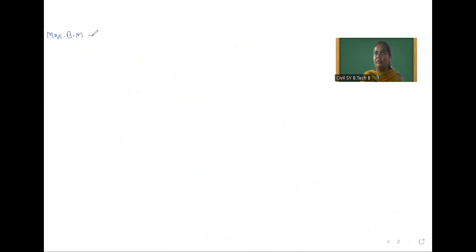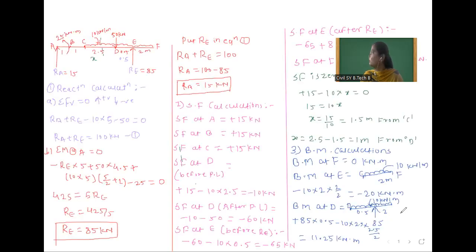Maximum bending moment, which is equal to, okay, for this I will draw span here. So here E point 85. After that, here F. D. A.